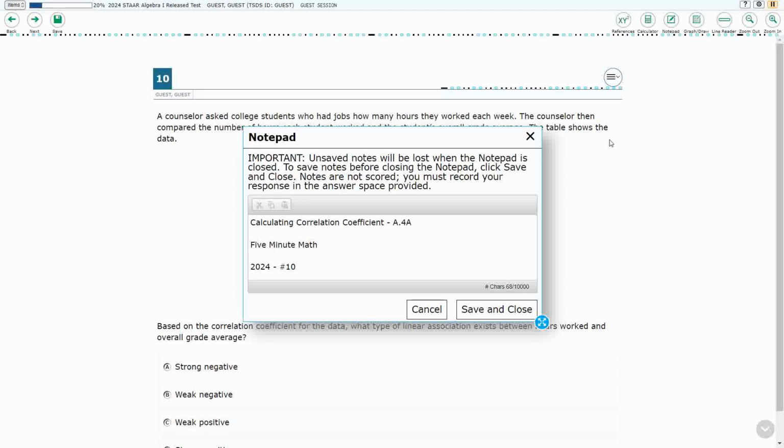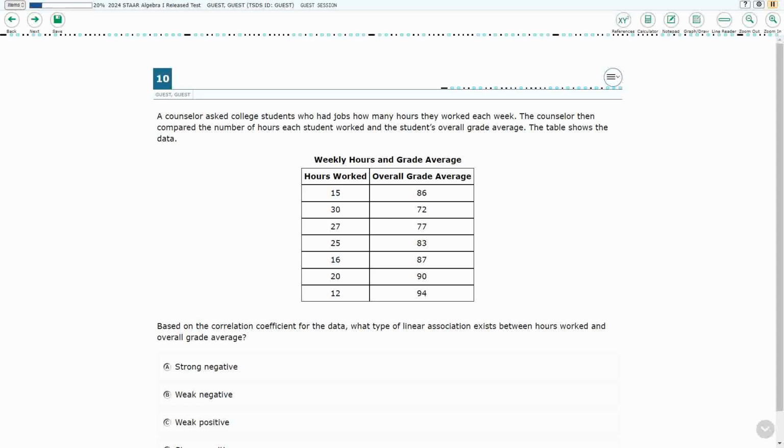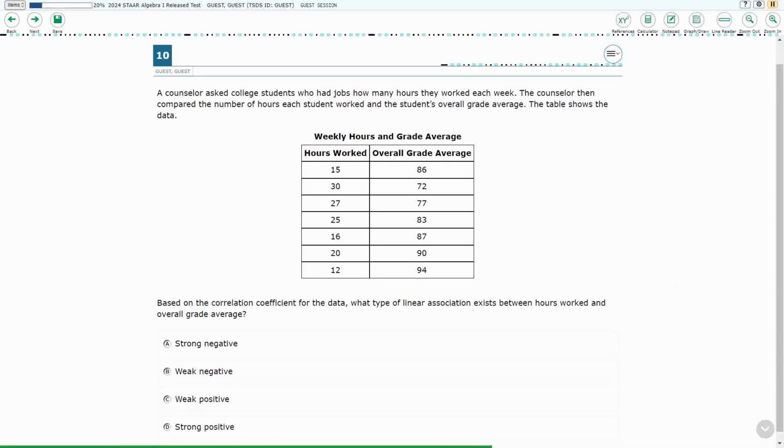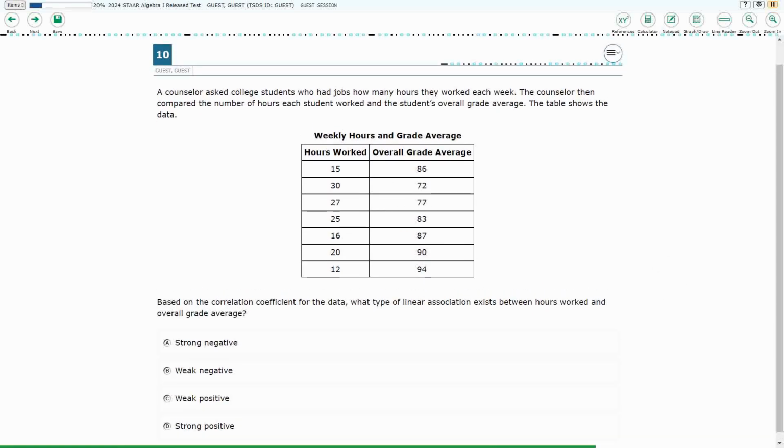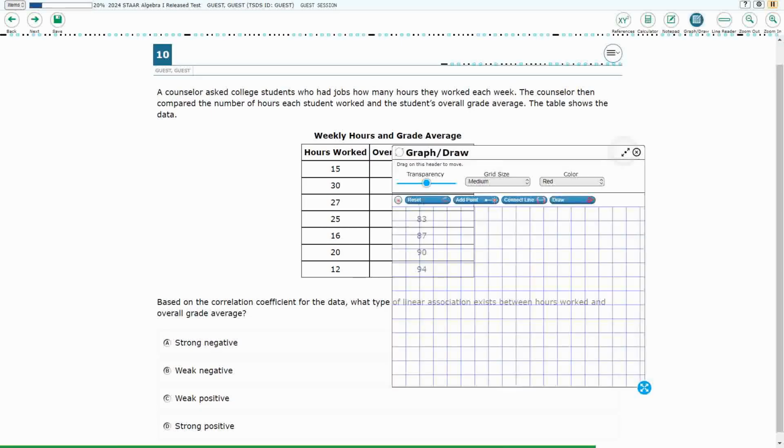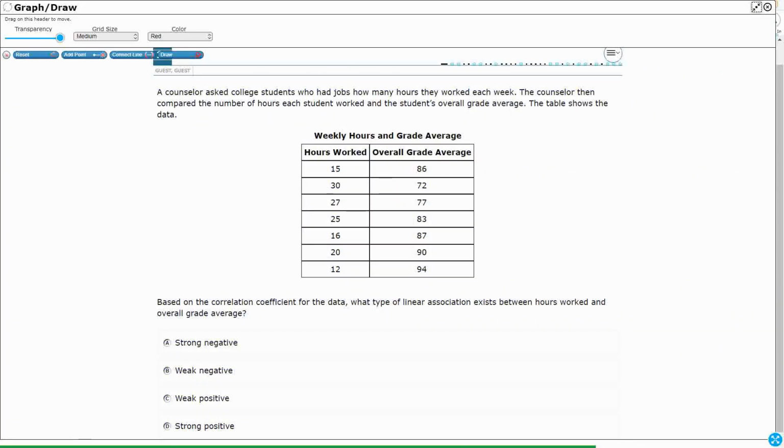Today we are looking at the Algebra 1 concept of calculating correlation coefficient. This is standard A.4A in the great state of Texas, and we are using item number 10 of the 2024 released STAAR test. If you haven't done so already, please go ahead and take a moment to pause the video, work this problem out on your own, unpause it, and we will look at our answers together.